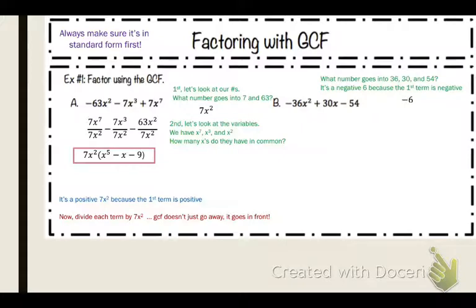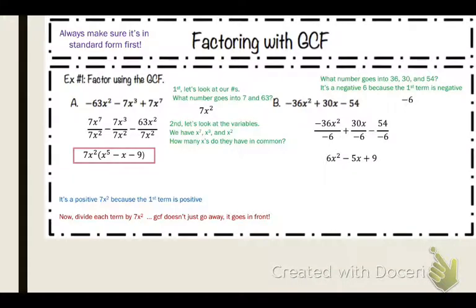We don't have, sorry, I'm getting ahead of myself. We have x squared, x, and then there's no variables. So there's no variables included in our GCF. Okay? And then it's a negative 6 because our first term is a negative. So negative 36x squared, that's negative, which makes our GCF negative. So now we're going to just divide each of those by negative 6. Then we're going to simplify.